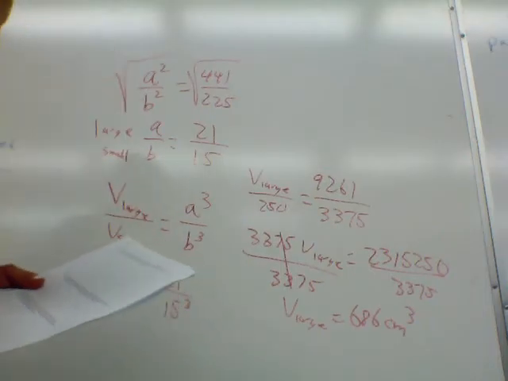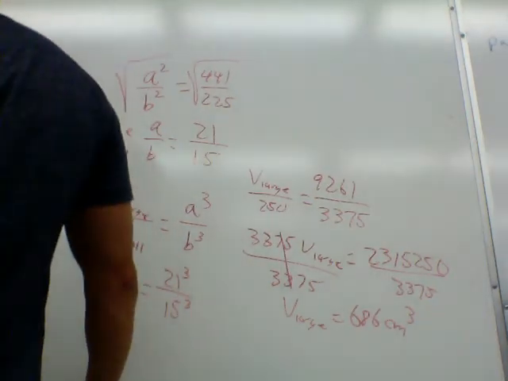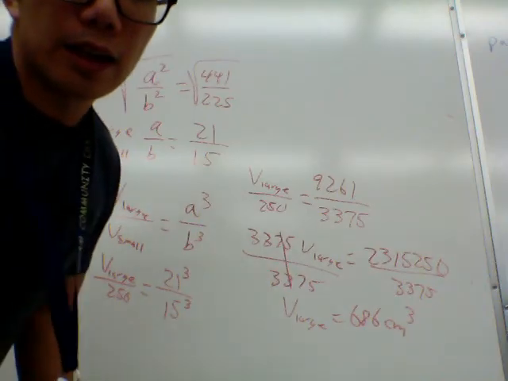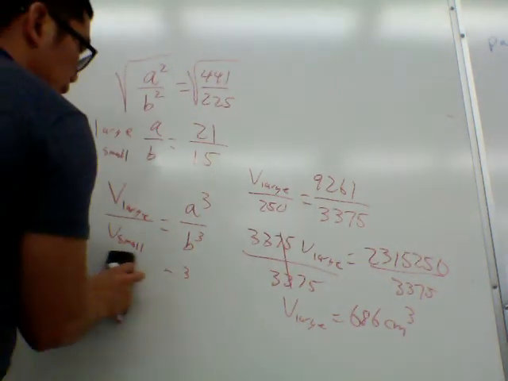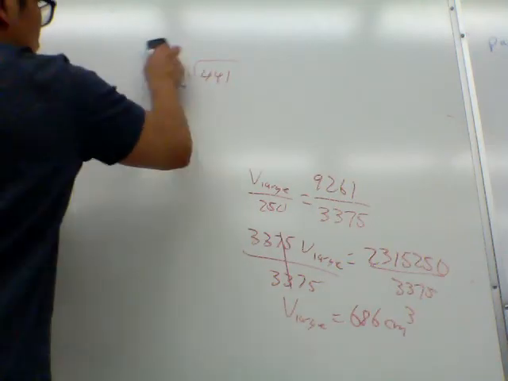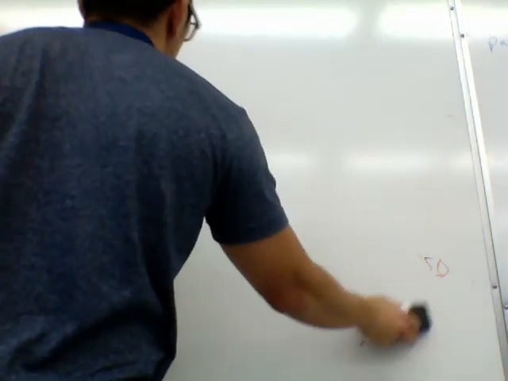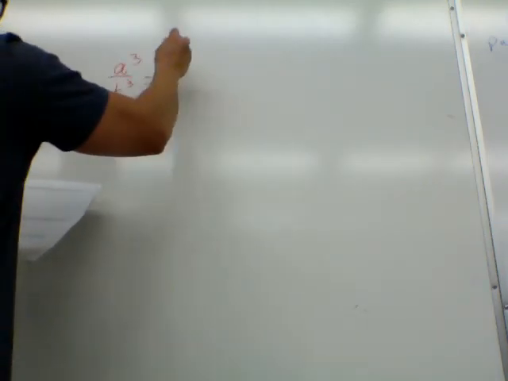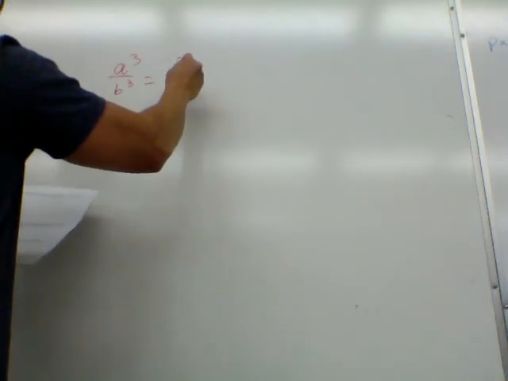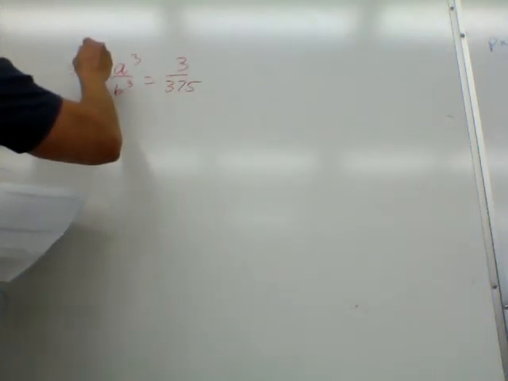Now let's look at number 19. 19 is the one where we have to do a little of that, where we have to do the trick, okay? Now, number 19, they give you the ratio of the volumes. So I know that a cubed over b cubed is equal to 3 over 375. And note that this is the small and this is the large.